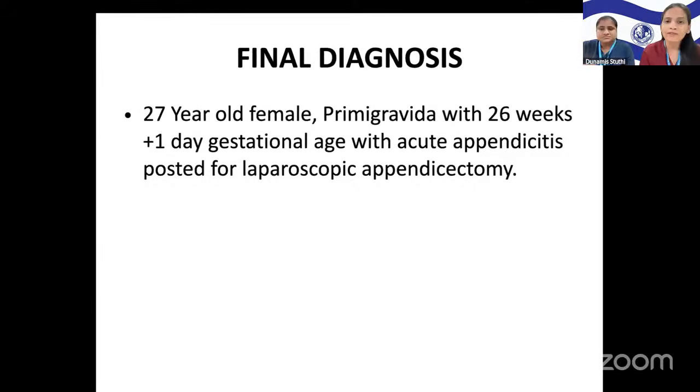So our final diagnosis: she is a 27-year-old female, primigravida with 26 weeks plus 1 day gestational age with acute appendicitis, posted for laparoscopic appendectomy.